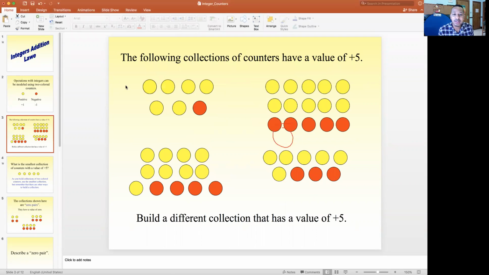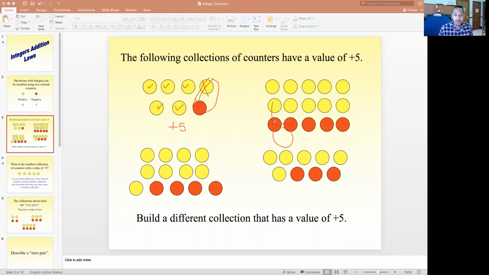So the following collections of counters have a value of positive 5. Let's see why. Here, in the first example, we have a zero pair. A zero pair means that a positive 1 and a negative 1 cancels out. So this is gone. And so what we have left here is 1, 2, 3, 4, 5. And there are 5 yellow ones, so that makes it positive, right?